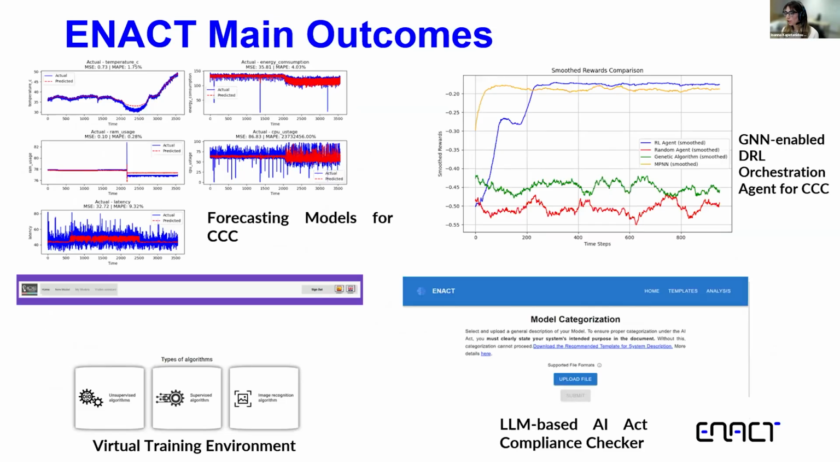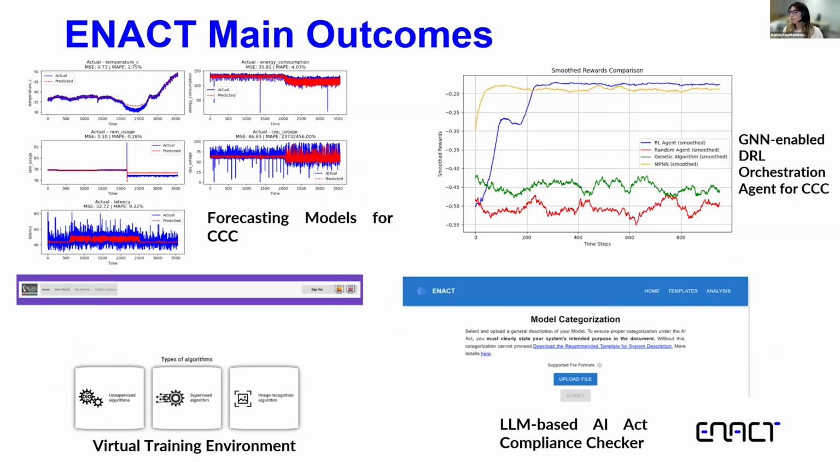And finally, zooming into the AI services of ENACT, which are actually the ones that make this continuum cognitive. So at the core of the orchestration in ENACT, we have two critical AI components, the AI forecasting models and also a reinforcement learning enabled orchestration agent.